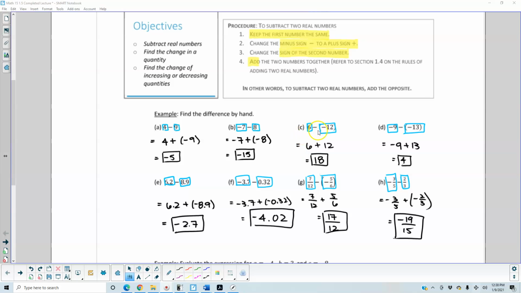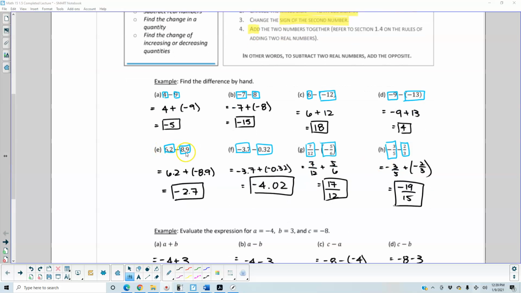This is 6 minus a negative 12. Well, this becomes the opposite of negative 12, which is plus 12. So 6 plus 12 gives us 18. Next, we have negative 9 minus negative 13. Well, this is the opposite of negative 13, which becomes plus 13. So negative 9 plus 13 gives you positive 4.